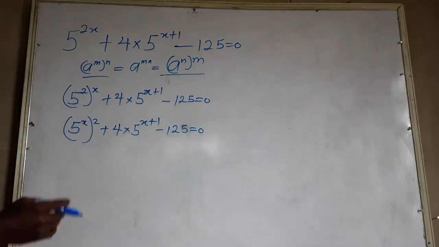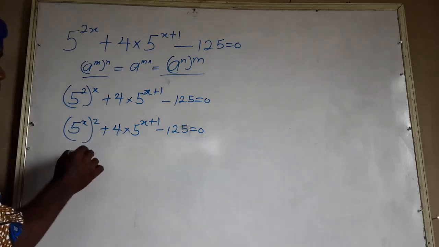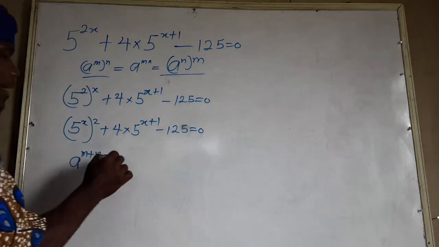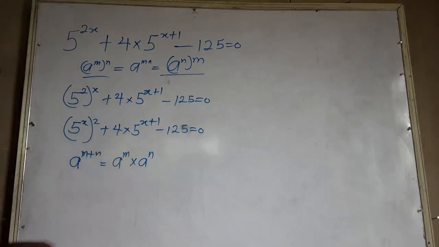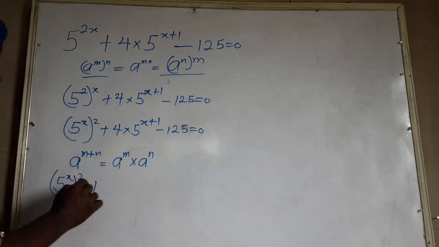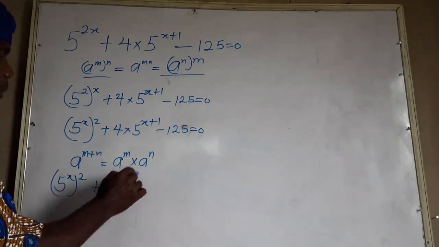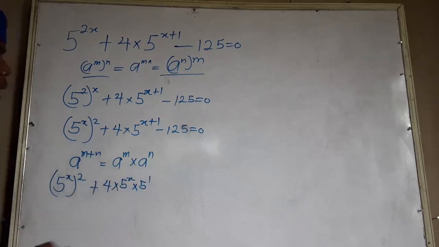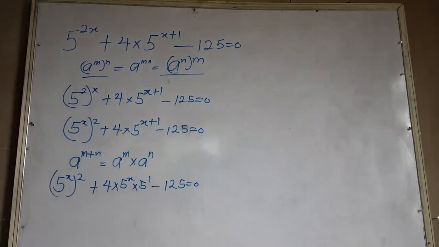There is another, the first law of indices. It lets us know that a raised to power m plus n is the same thing as a raised to power m times a raised to power n. This is the rule of indices. So therefore, we now have 5 raised to power x, whole squared, plus 4 times 5 raised to power x times 5 raised to power 1, minus 125 is equal to 0.